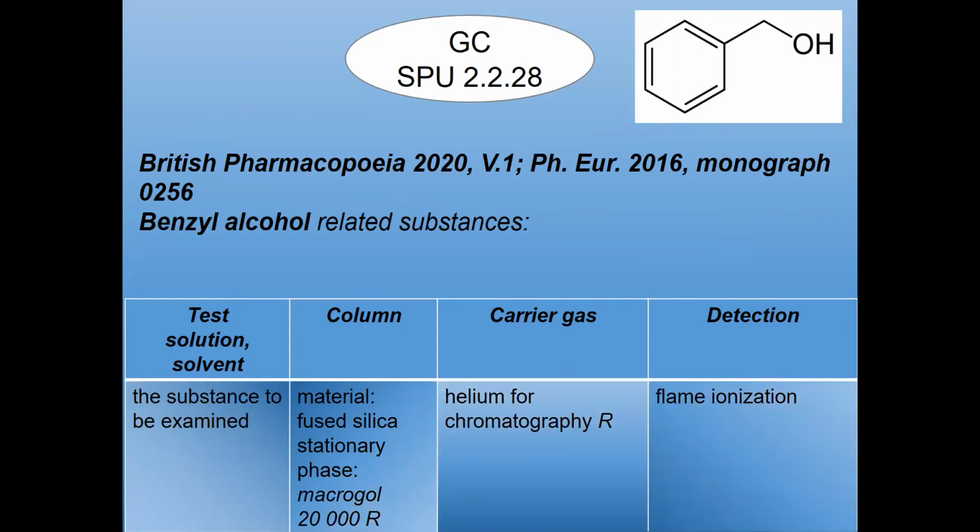Gas chromatography, British Pharmacopoeia, European Pharmacopoeia, benzyl alcohol, related substances. You can see test solution, column, carrier gas, and detection.